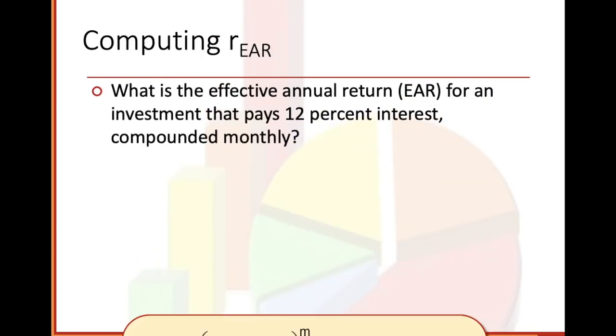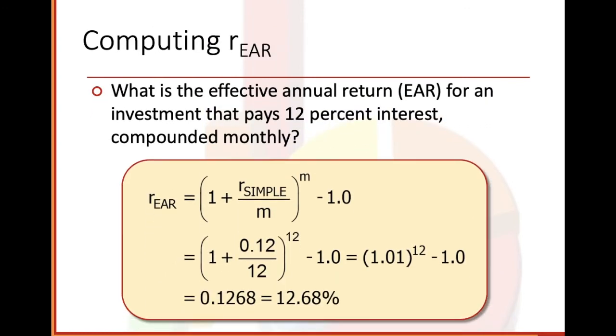Compounding example: what is the effective annual rate for an investment that pays 12% interest compounded monthly? So here's what it would look like. 12% divided by 12 months, to the 12, minus 1. So our growth rate to the 12 minus 1. It'll be 0.1268 or 12.68%. Remember, move the decimal over 2 spots to get 12.68%.